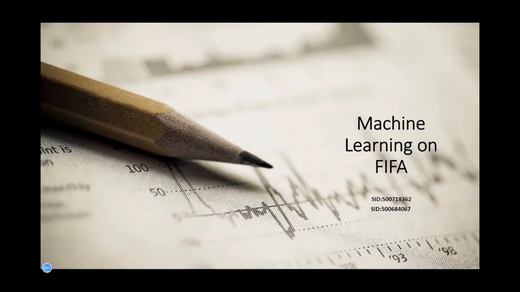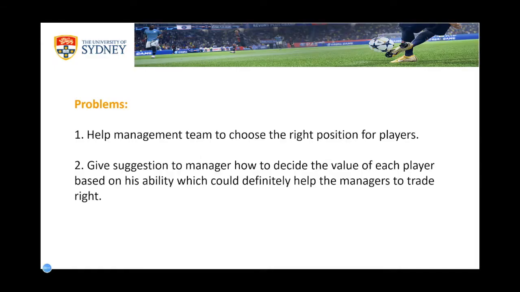Hello everyone, this is our presentation for Principle of Data Science. As you can see, the topic of our assignment is machine learning on FIFA. FIFA 19 is a popular simulation video game of football. And the data set from FIFA 19 could help managers to choose the right players to cultivate. And we can also give some suggestions to the managers on how to decide which players to trade.